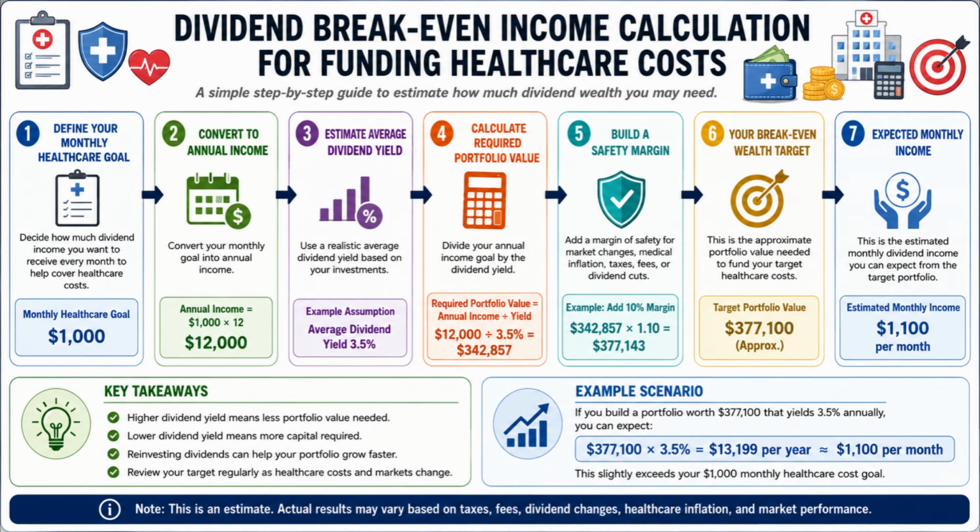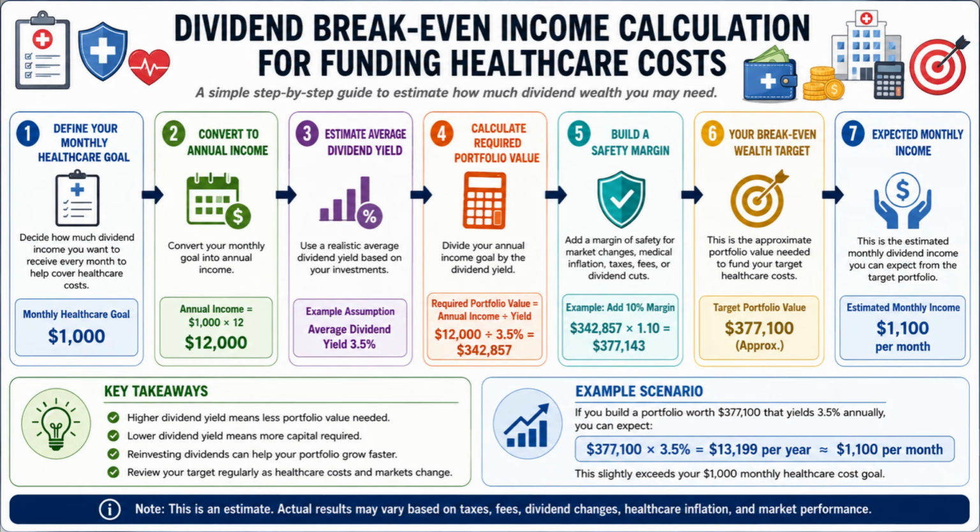Next, we convert the monthly goal into annual income. Since there are 12 months in 1 year, we multiply $1,000 by 12. As a result, the required annual dividend income becomes $12,000. This annual number is important because dividend yield is usually calculated on a yearly basis.